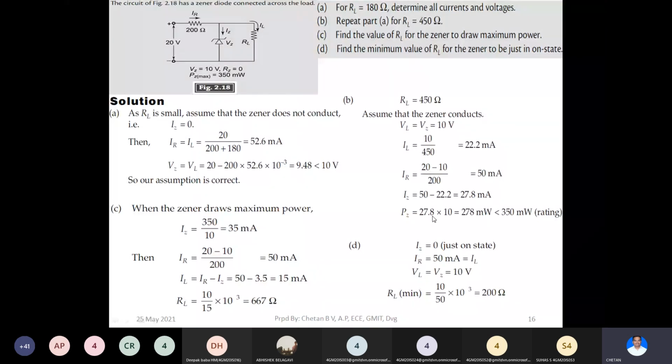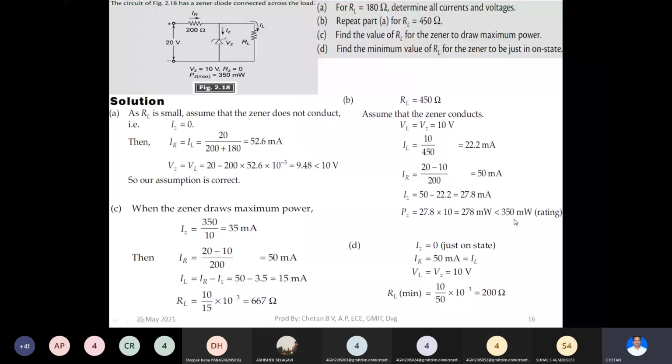This is in terms of milli. Current is in terms of milli. Therefore, you get 278 milliwatt, which is obviously less than the maximum value. Maximum given value is 350 milliwatt. Therefore, this is less than 350 milliwatt, which is good.